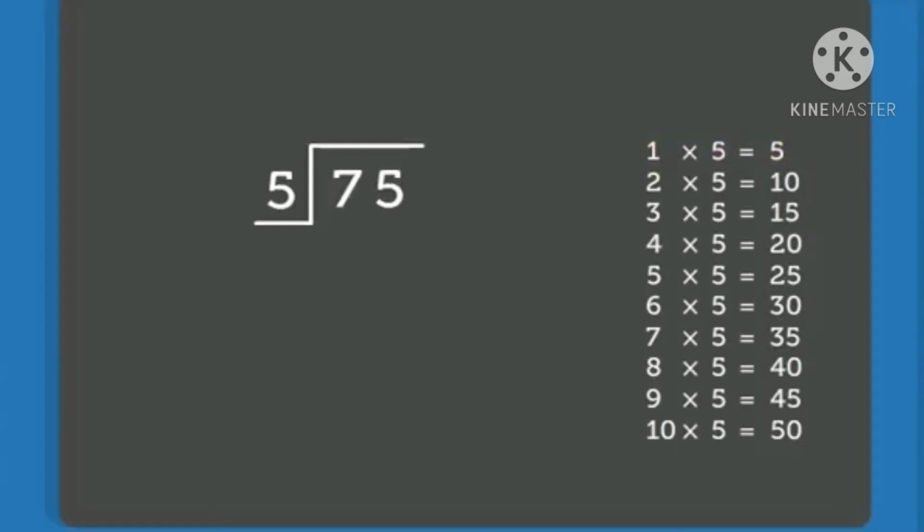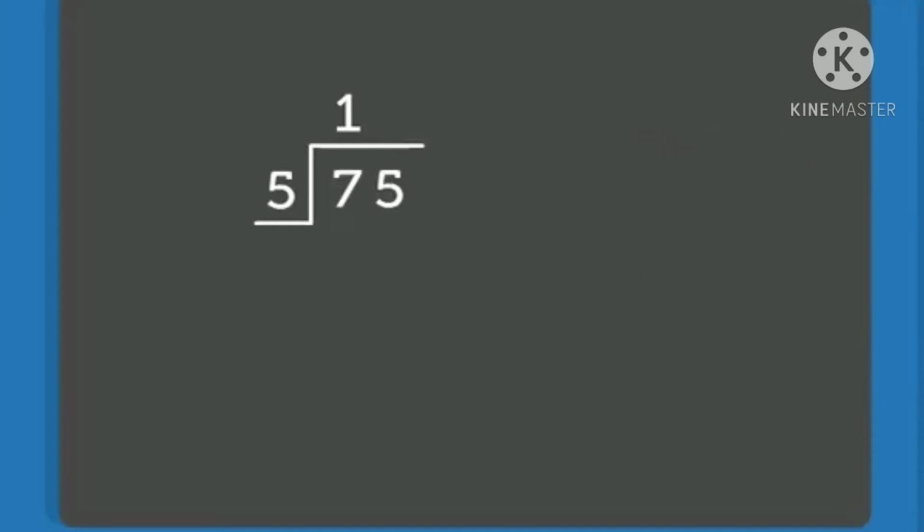Hence, we write 1 above the 7. As we know, 1 into 5 is equal to 5. Write the number 5 in the tens column under 7. Subtract 5 from 7. The remainder 2 is written in the tens column. Now bring down the next digit, that is 5, and write it beside 2. What do we do next?